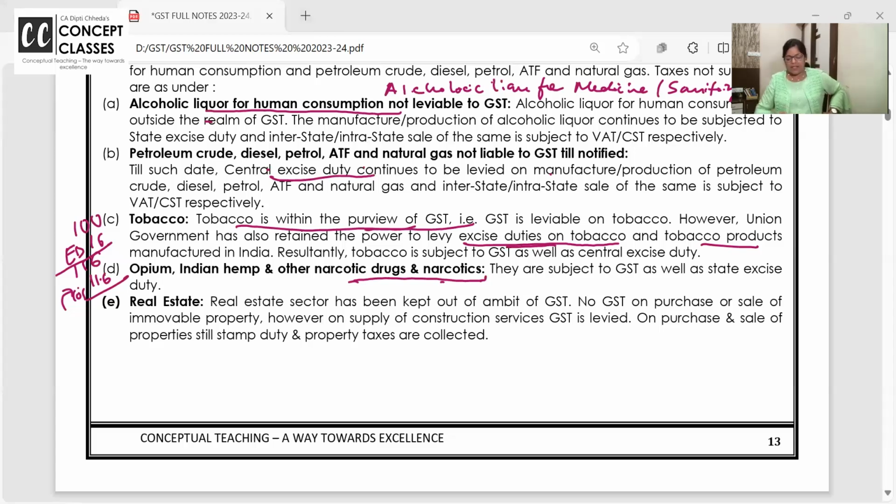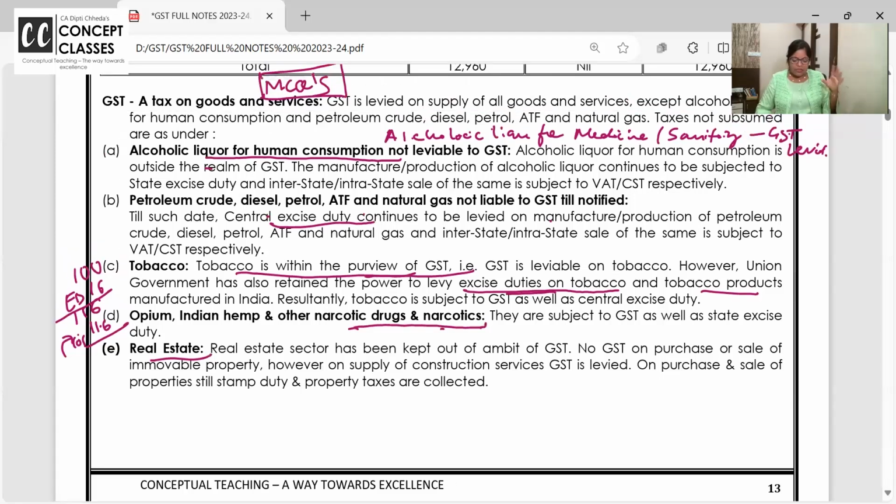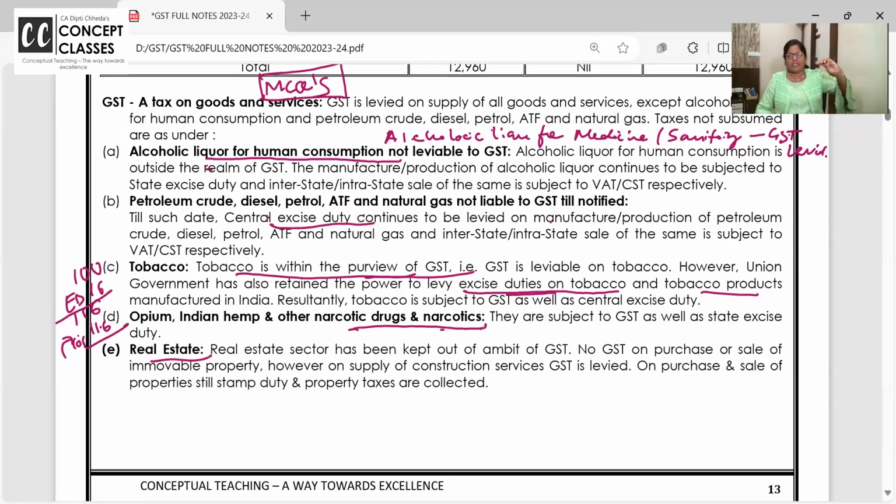And last is real estate. Some of you are very clear because you have attended the first class live also. Then just think, this is Deepti ma'am's way of making you learn. So is it on our list? What is outside? Alcoholic liquor for human consumption. All types of these, all related. Petrol, diesel, ATF. ATF is used in airplanes. Natural gas. These are all. Tobacco. Tobacco and narcotic drugs. Cigarettes and drugs go hand in hand.